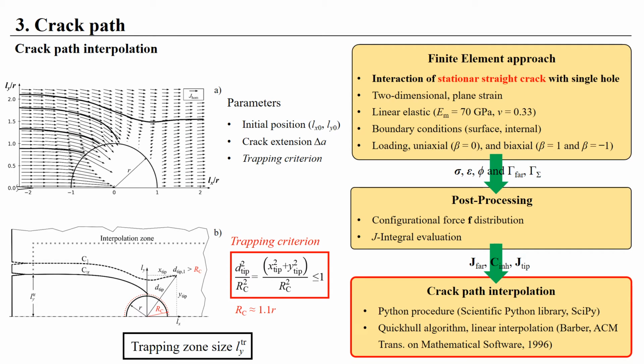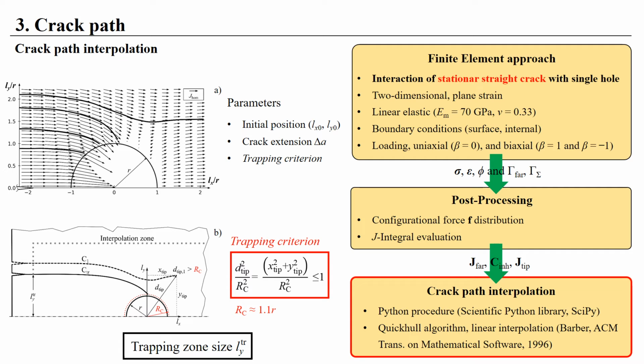In the third step, an interpolation procedure uses the two-dimensional dataset of the crack propagation angle and the normalized crack driving force to determine the crack path and the crack driving force along the path. The interpolation procedure is developed in Python using a scientific Python library. The procedure uses a QuickHull-type algorithm, which is an n-dimensional algorithm for data interpolation.